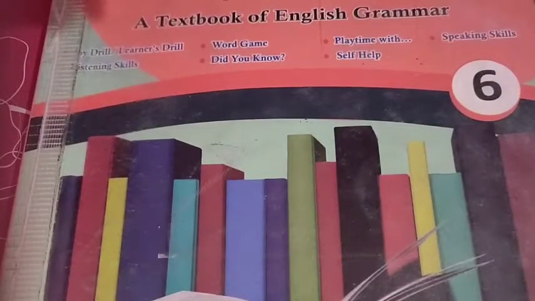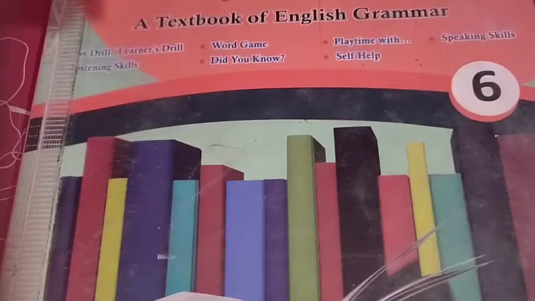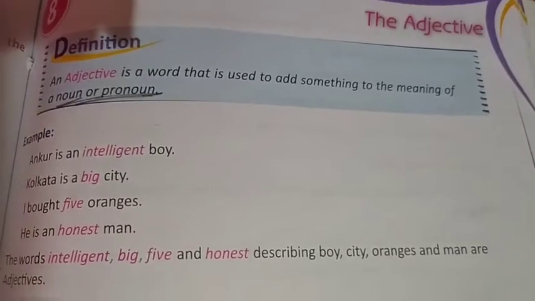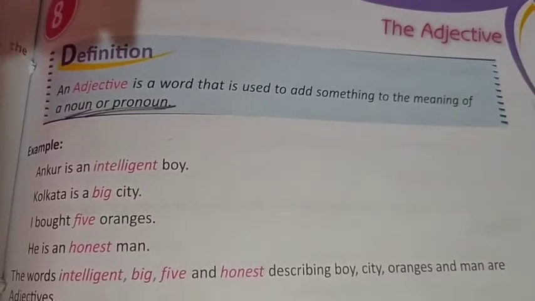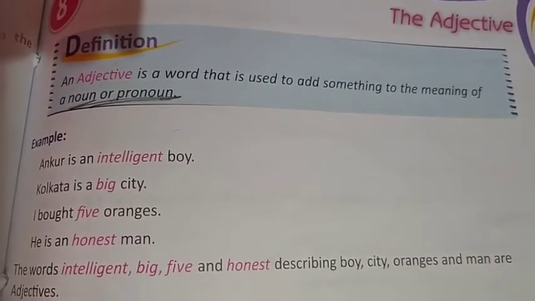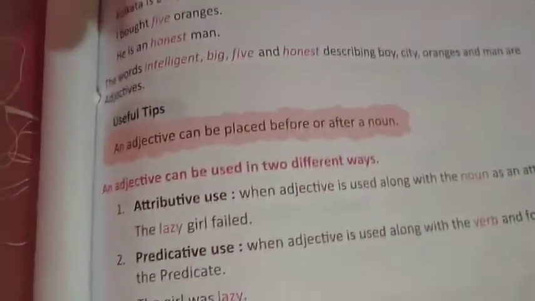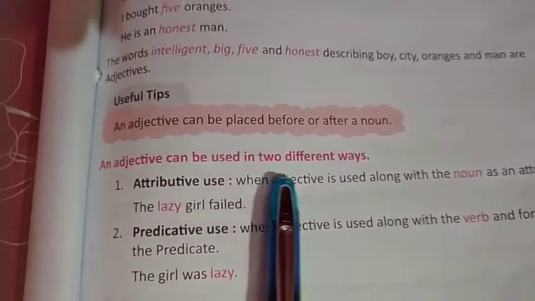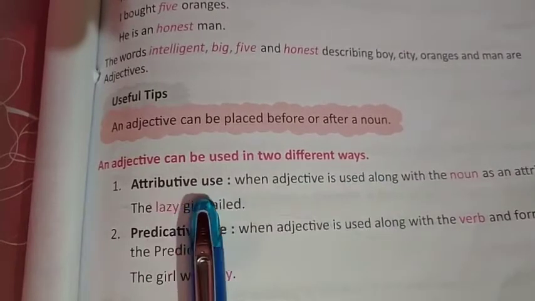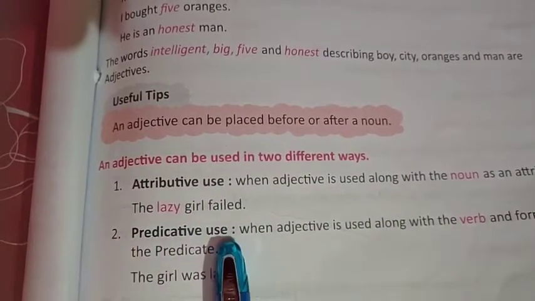Today we will continue lesson number 8, the adjective. So children, in the previous video we have discussed the adjective and its kinds. Now let's learn more about adjectives. Children, an adjective can be used in two different ways. One is attributive use, the other is predicative use.